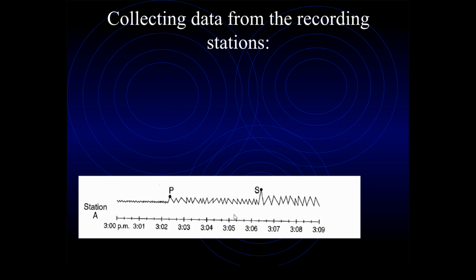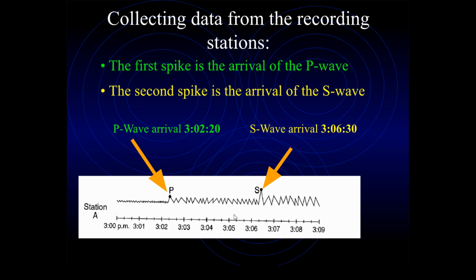So when you're collecting data from the recording stations, your first spike again is the arrival of the P wave, the second one is the arrival of the S wave. So in our example here, we drop a line straight down from the P, and that's our green information up here, and that's going to be 3:02 and 20 seconds, so 3 hours, 2 minutes, so 3:02 p.m., and then each one of these hash marks is 20 seconds long, so 20, 40, 60 seconds is a minute. So the P is directly above 3:02:20.